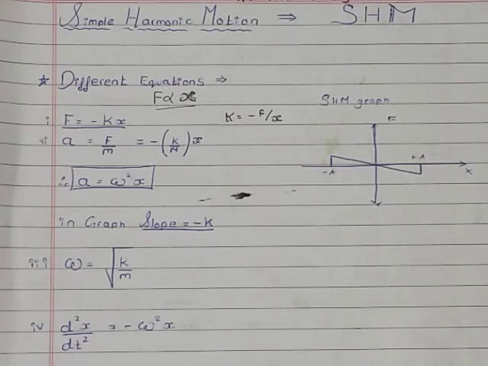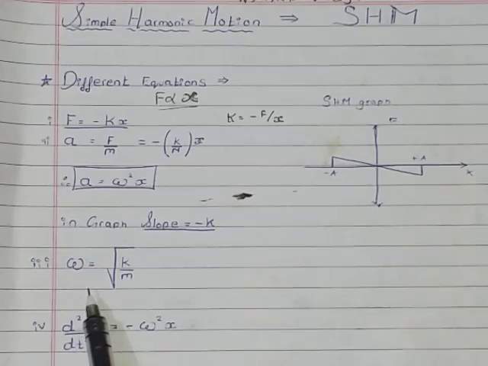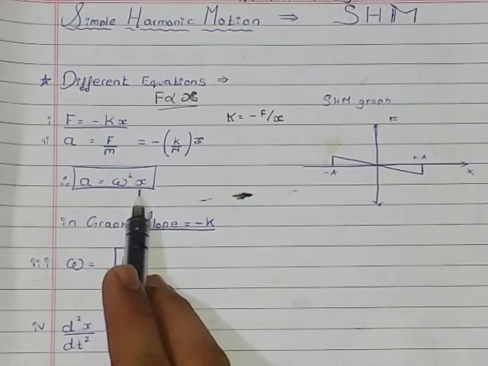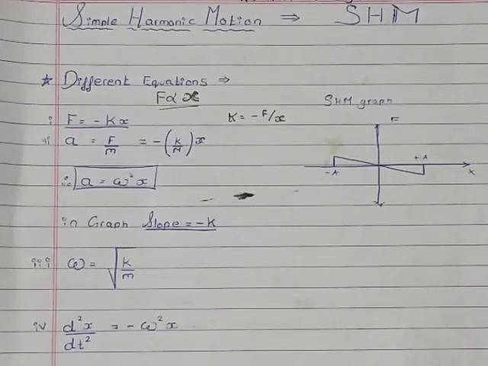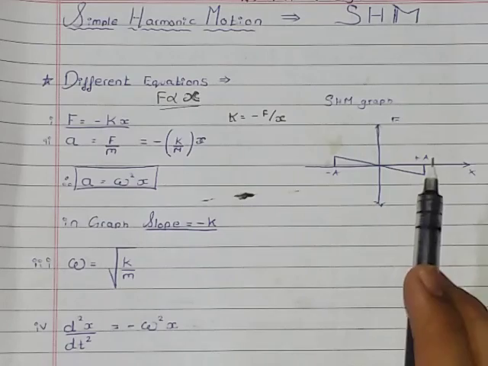Acceleration equals f by m, which equals minus kx by m. Okay, that's good. Acceleration equals minus kx upon m. Also, acceleration equals minus omega square x, where omega is the square root of k by m. Acceleration of simple harmonic motion is this, where x is the displacement, and the relation between the force and displacement is right here.